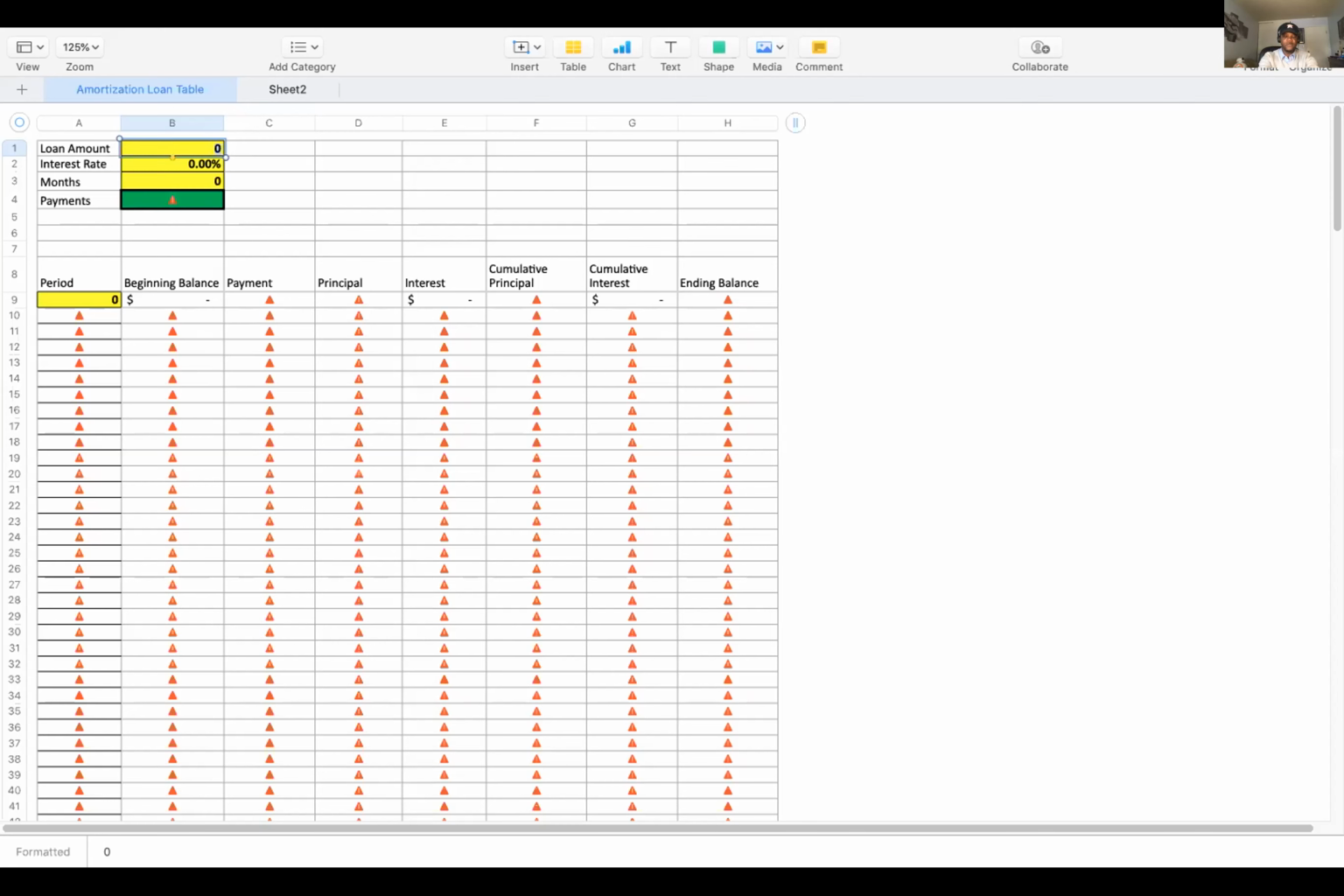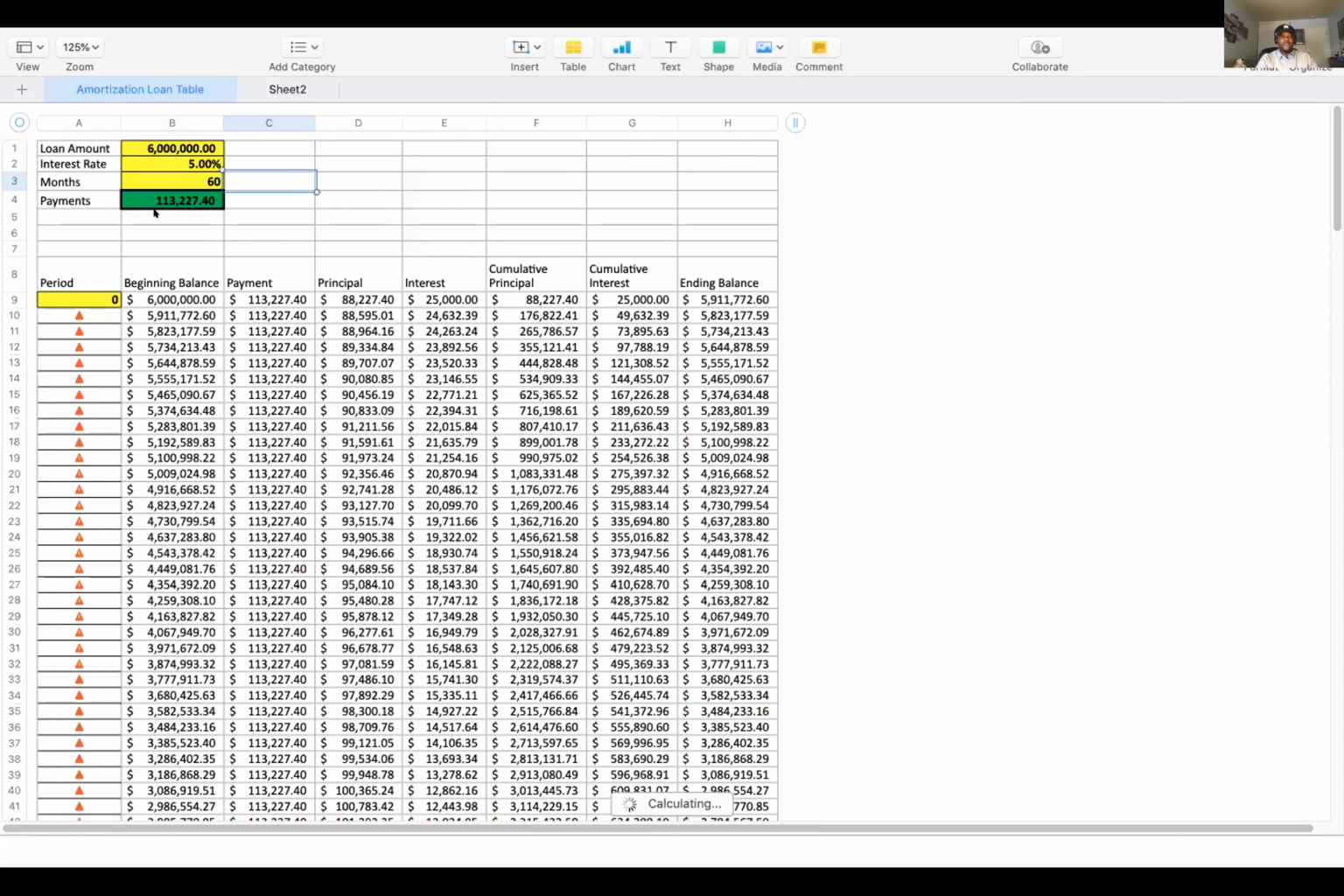So here, let's go back to our example. It was a $6 million loan, and it was a 5% interest rate. And this is set up to talk about months. So if it was for 5 years, and there's 12 months in a year, 5 times 12 is 60. Or you can just do equals 5 times 12, 60 months. And then it's going to calculate for you what your actual payment would be for this loan.